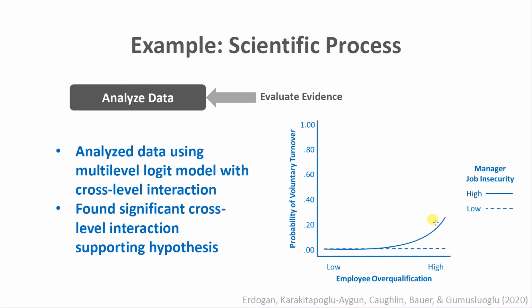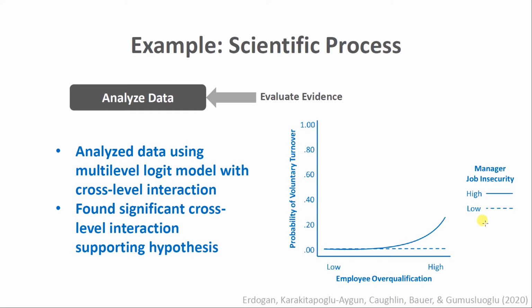And here's a visual of what we found here. And so you can see on the y-axis, we have the probability of voluntary turnover ranging from 0 to 1 here. And then we have employee overqualification from low to high here on the x-axis. And then our z variable, our conditional variable, our moderator variable here is manager job insecurity, high versus low. Okay? And we operationalize high versus low as plus or minus 1 standard deviation above the mean in terms of job insecurity. And so what did we find?